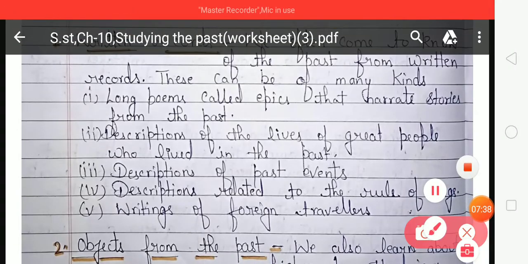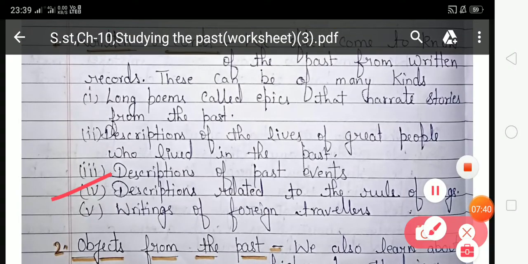Fourth one is description related to the rule of kings. So student, descriptions related to the rule of kings are also in written form, and with the help of these descriptions we can also know and learn about the past.